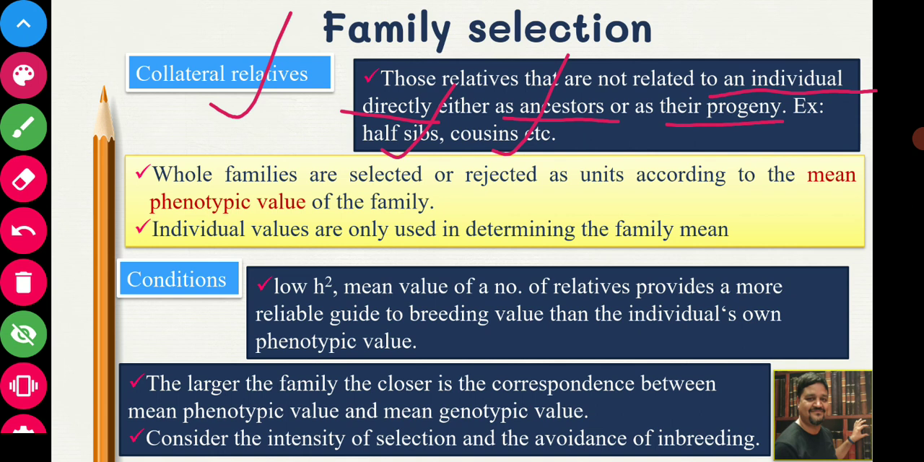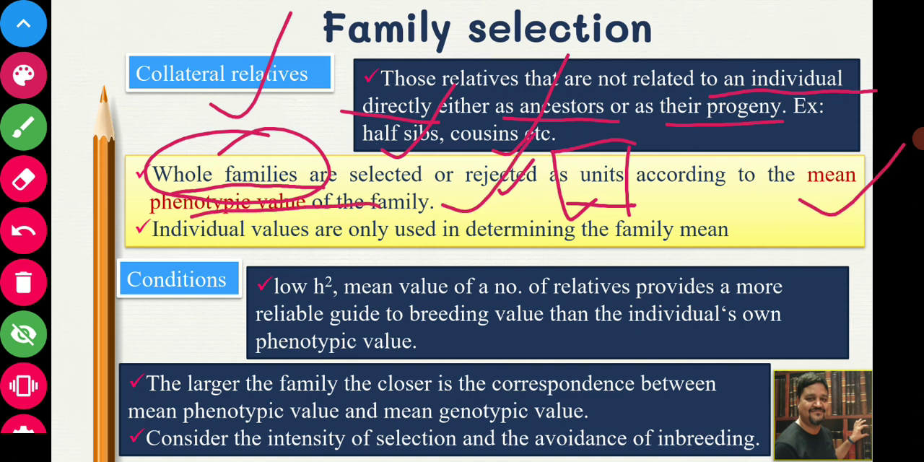Now in family selection, what we are doing is selecting the whole family, either selecting or rejecting it as a unit. It will not happen that you select a few individuals from one family, a few from another family, or a few from yet another family. It will not be like that. You will have to select all the individuals of a particular family as a unit according to the mean phenotypic value of the family. So first you have to find out the mean phenotypic value of the family.